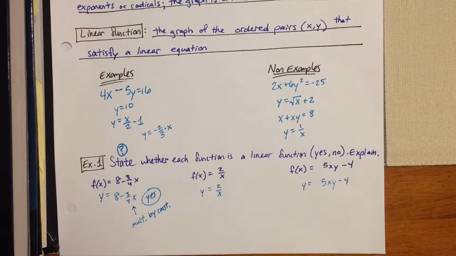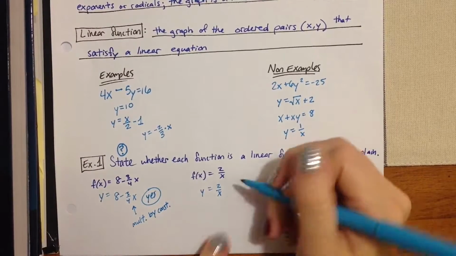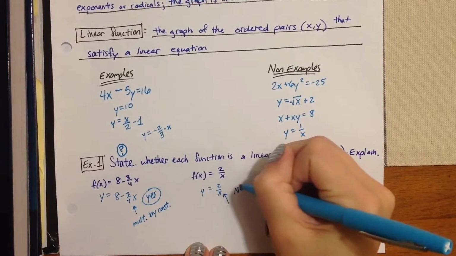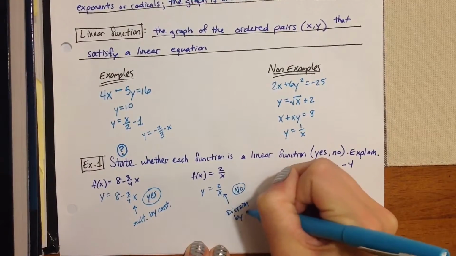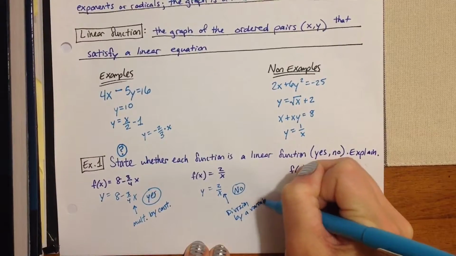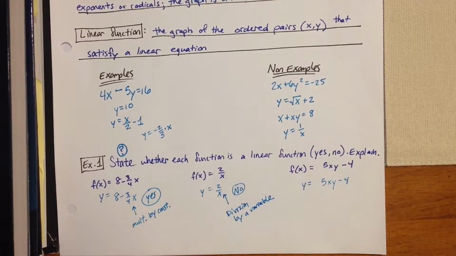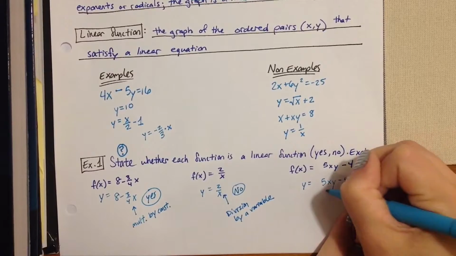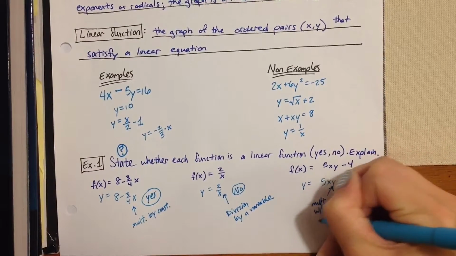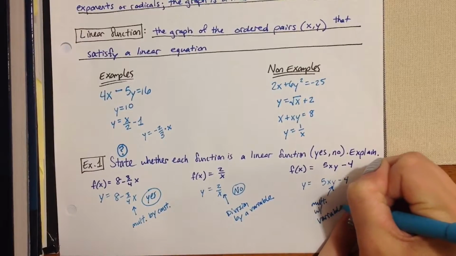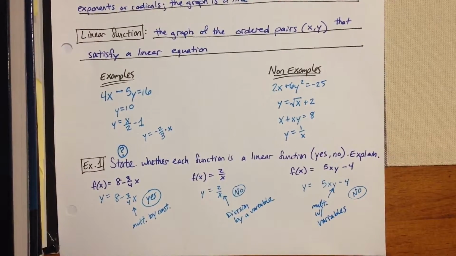And nothing more than that. I see some subtraction only, but as far as multiplying and dividing, only multiplication by a constant. Here, I am going to say no, because there is division by a variable, and that is not okay. And then the last one, I'm also going to say no, because I see multiplication with variables. And that is not okay either.